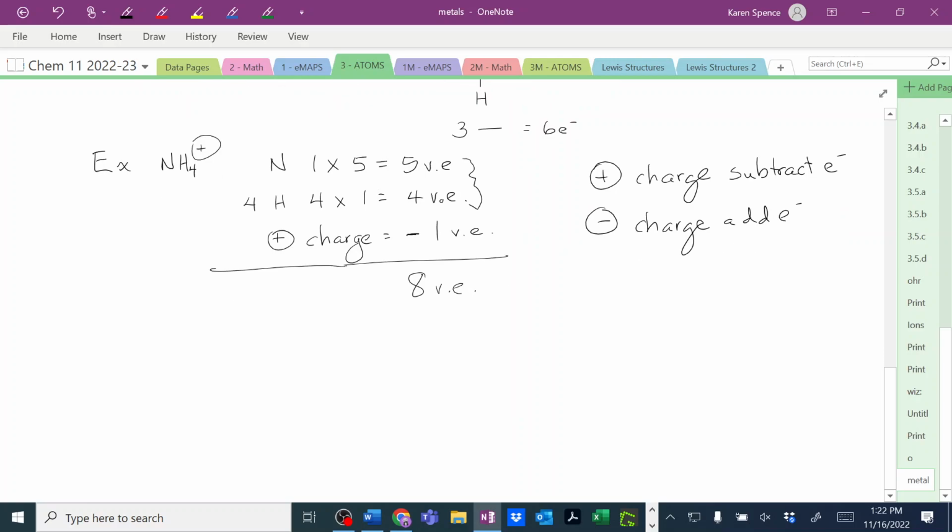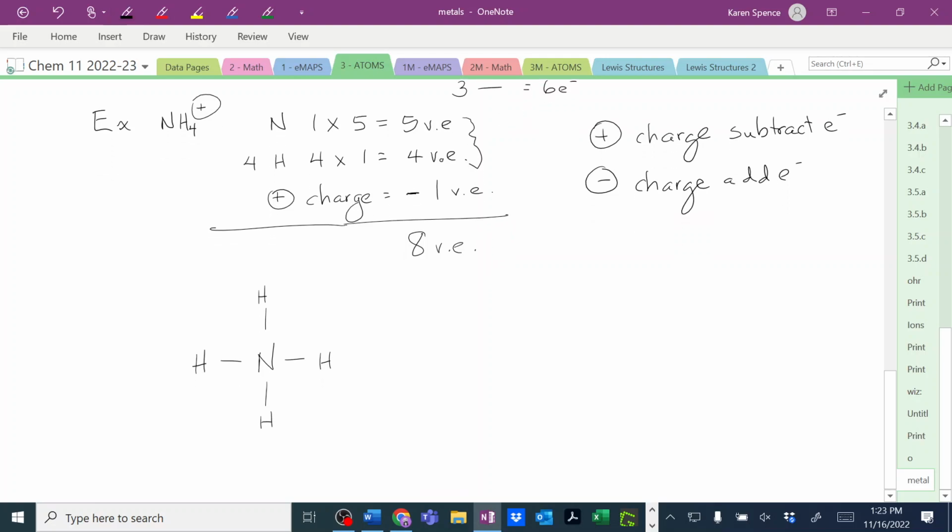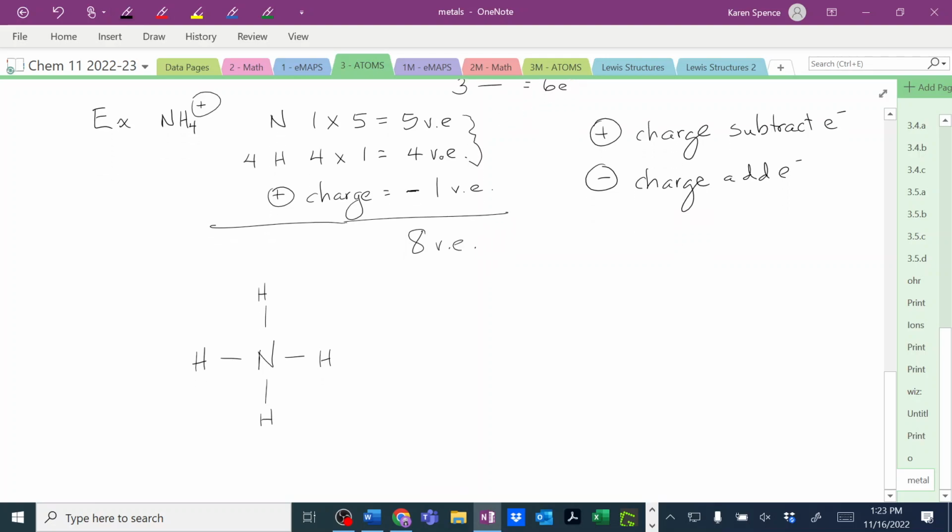Who's going to go in the center? Nitrogen. Where do the hydrogens go? 1 on every side, top, bottom, left, and right. That is a polyatomic ion. Does anyone know its name?